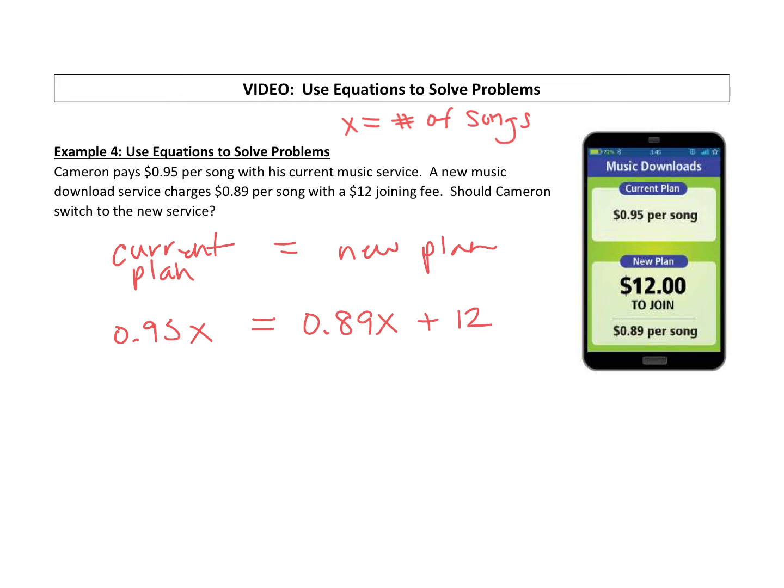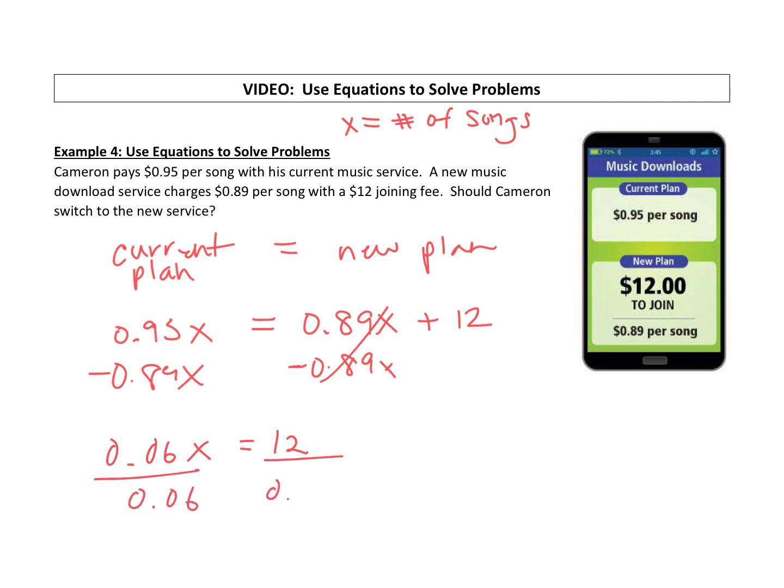Let's solve for x. When we find x, that will give us the number of songs it takes for these two plans to cost the same. There's an equal sign in between. So to solve this, we'll get our variables to the same side. So let's subtract that 0.89x from both sides. That's going to give us 0.06x equals, carry down the 12. And then we will just solve for x by dividing both sides by that 0.06.